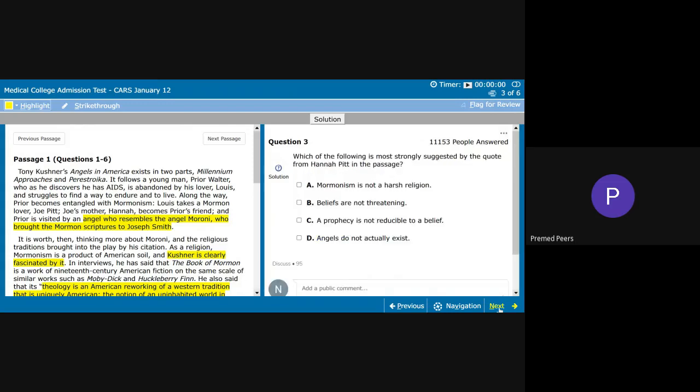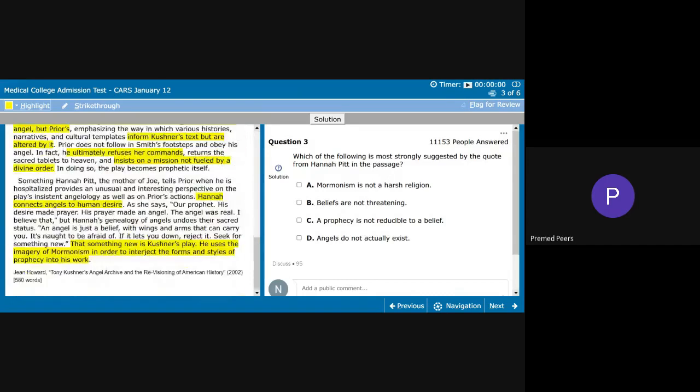Okay. Question 3, which of the following is most strongly suggested by the quote from Hannah Pitt in the passage? That requires us to go to this last paragraph, and there's a quote. Her quote here is, "Our prophet, his desire made prayer, his prayer made an angel, the angel was real, I believe that." And then, "An angel is just a belief with wings and arms that can carry you. It's not to be afraid of. If it lets you down, reject it, seek for something new."